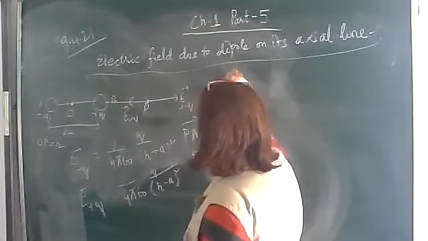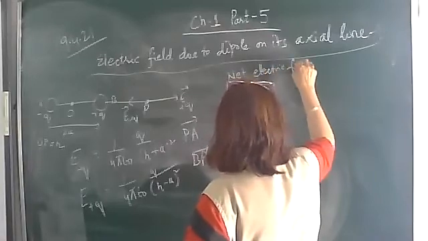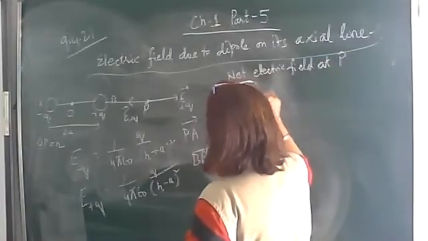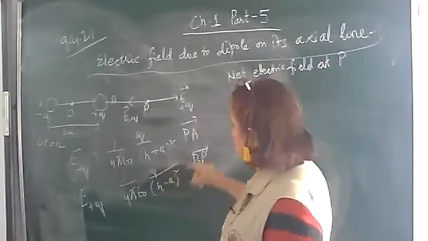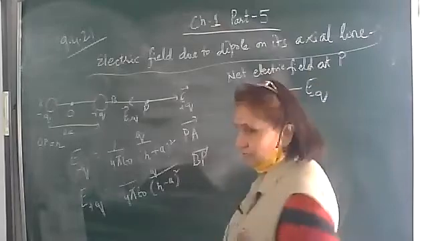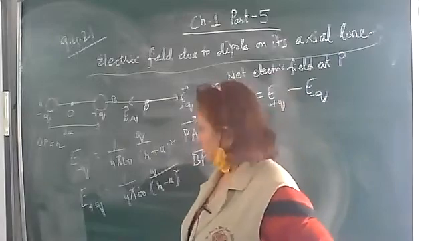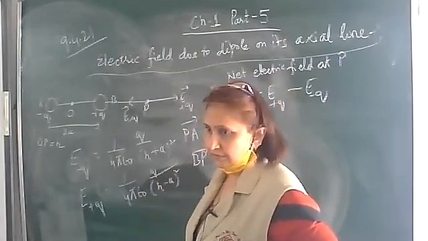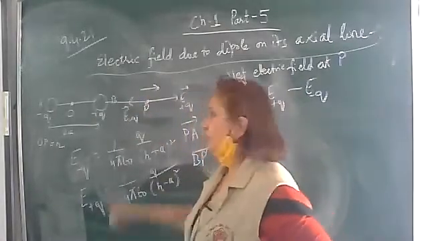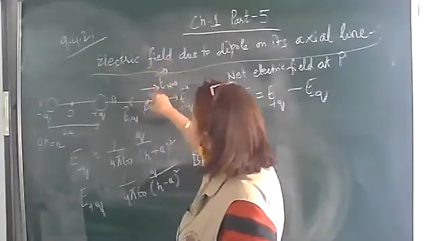So the net electric field at point P, the electric field on the axial line, will be E plus q minus E minus q. And what will be the direction of the net electric field? Along the greater vector. Which one is greater? So the direction of the net electric field is along BP. So here also let us draw it.